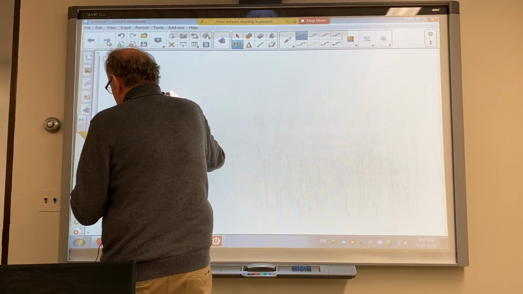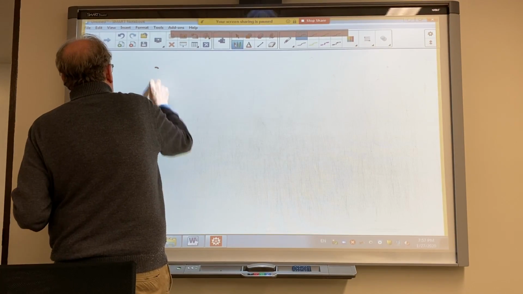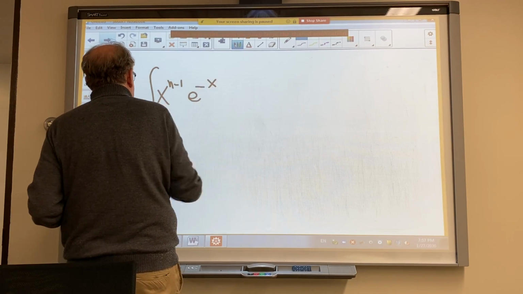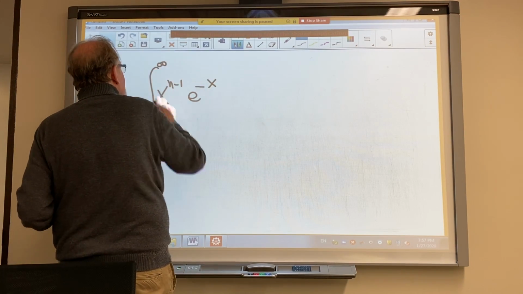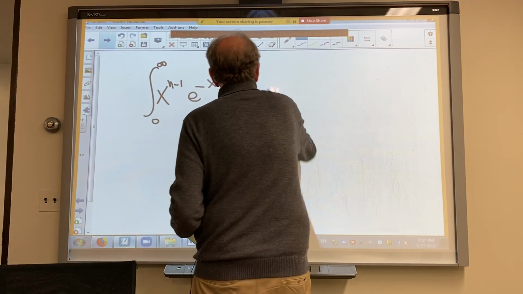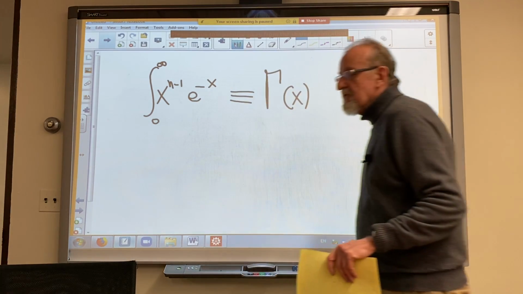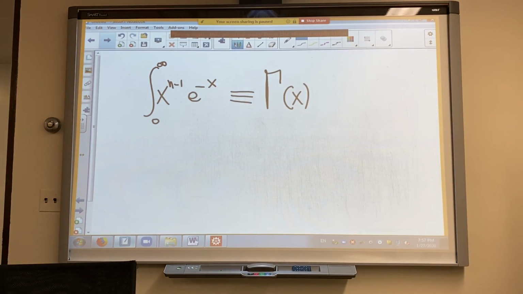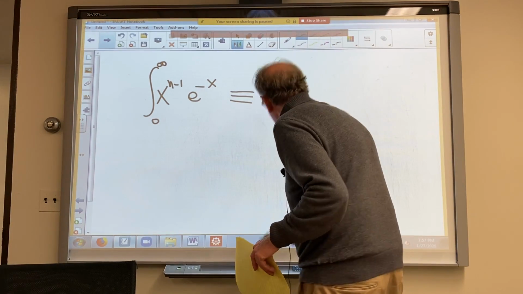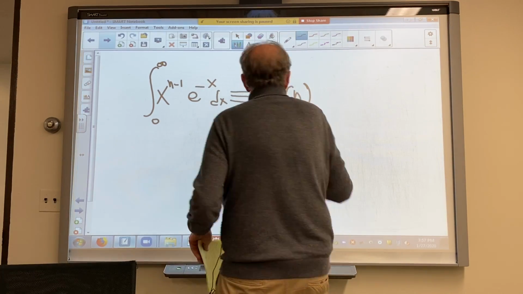I define the integral of x to the n minus 1 e to the minus x between 0 and infinity. I define this, or rather, Euler defined this as the function gamma calculated in the number n. Sorry, no, x is a variable of integration. This is an integration. This is gamma of n.